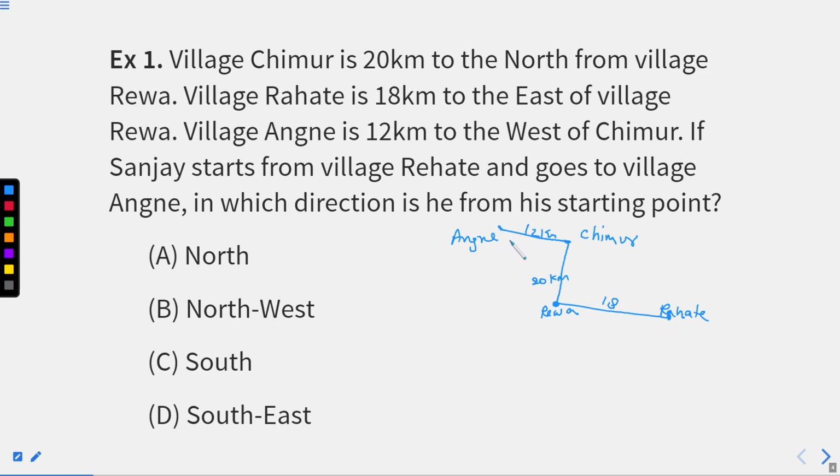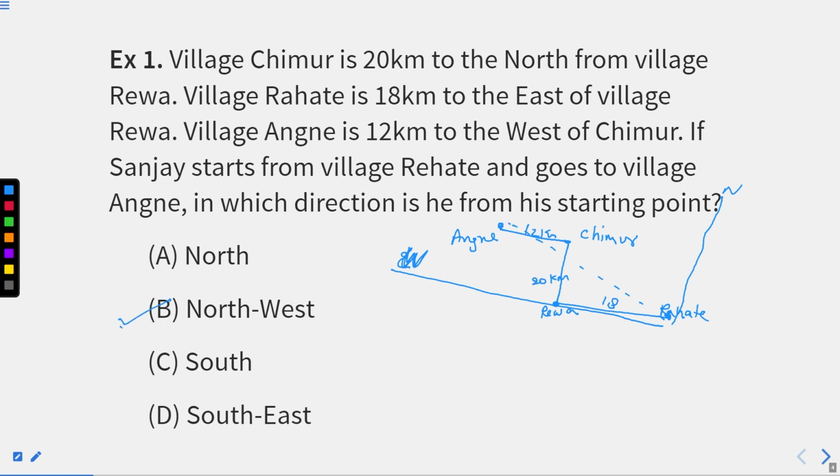In which direction is he from the starting position? So, my friend, initially he started from Rahate. And if we consider from Rahate, we make a line here, and we make another line. So this is our north, this is our west, not east, right? So in which direction is village Angani? It is in this direction, that is the northwest direction.